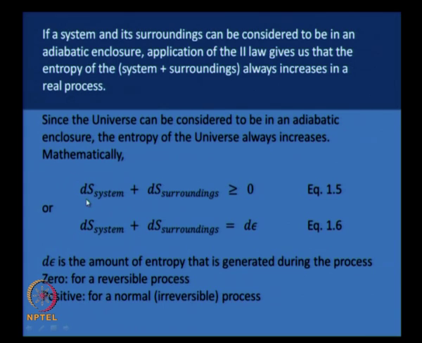You can state this mathematically as the change in entropy of the system plus the change in entropy of its surroundings should always be greater than or equal to 0, and if we want to replace this by an equality, we say that dS of the system plus dS of the surroundings equals d epsilon. d epsilon is the amount of entropy that is generated during the process. It is of course 0 for a reversible process, as we saw earlier in the definition of the reversible process, and positive for a normal or an irreversible process.